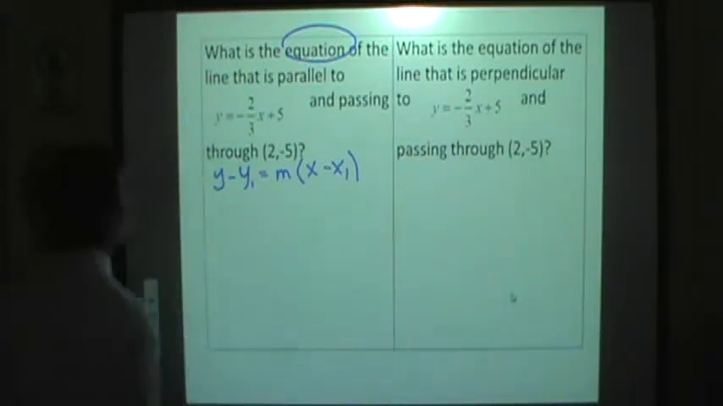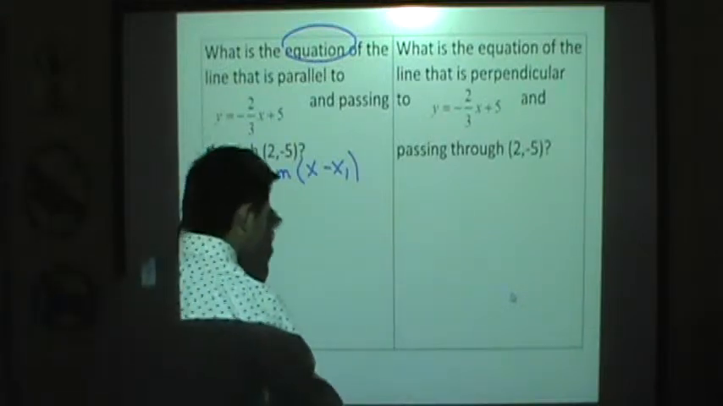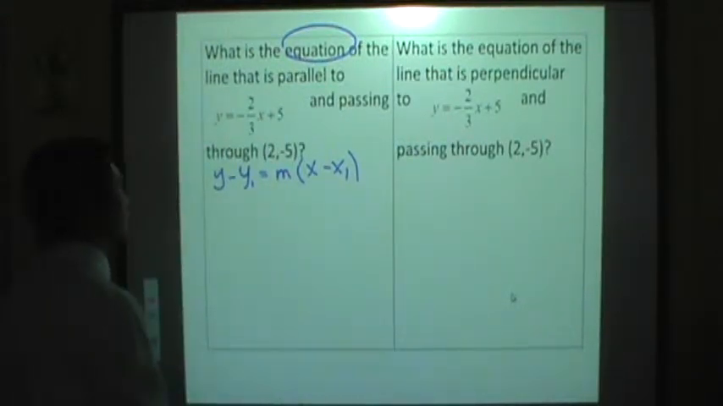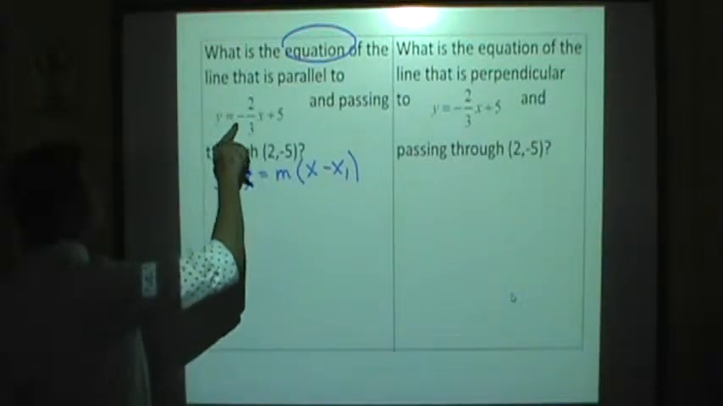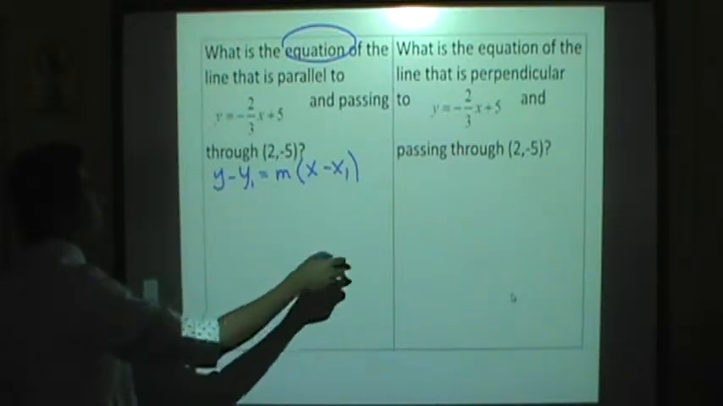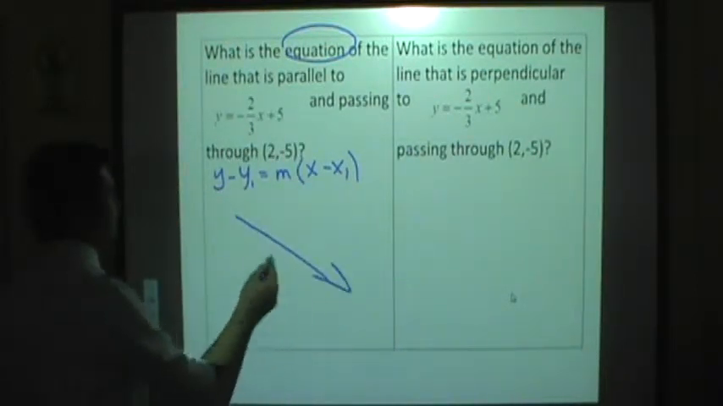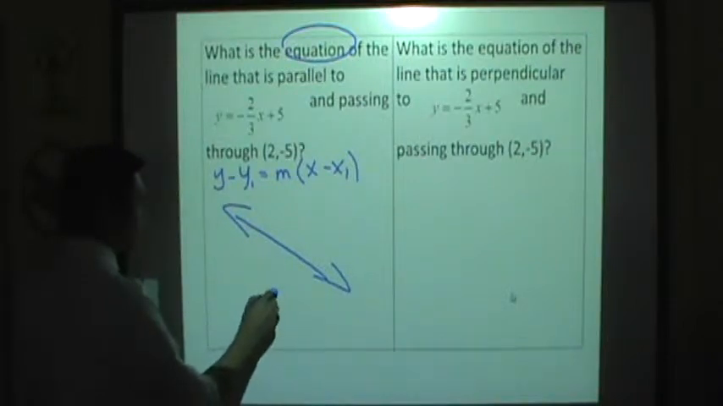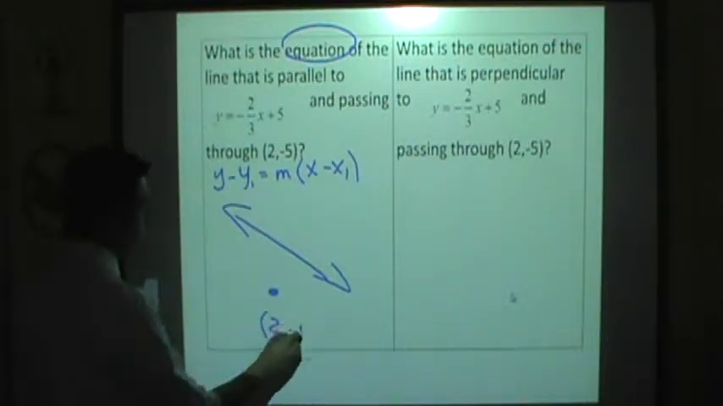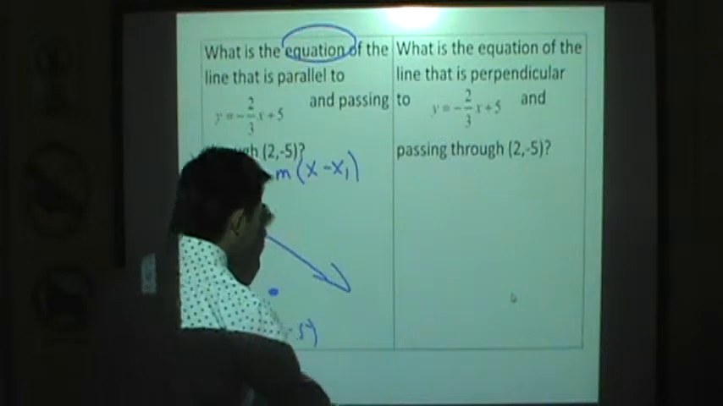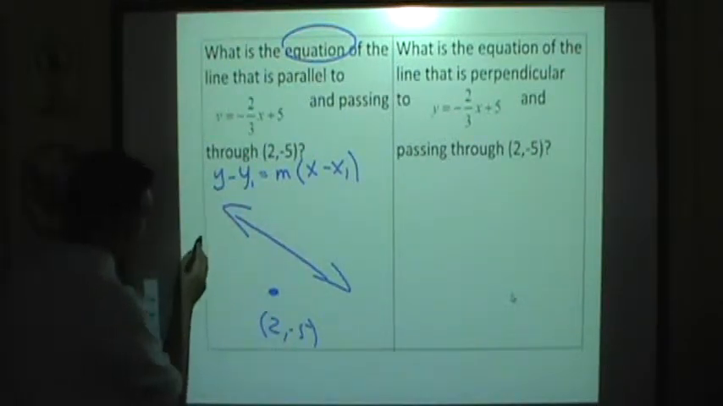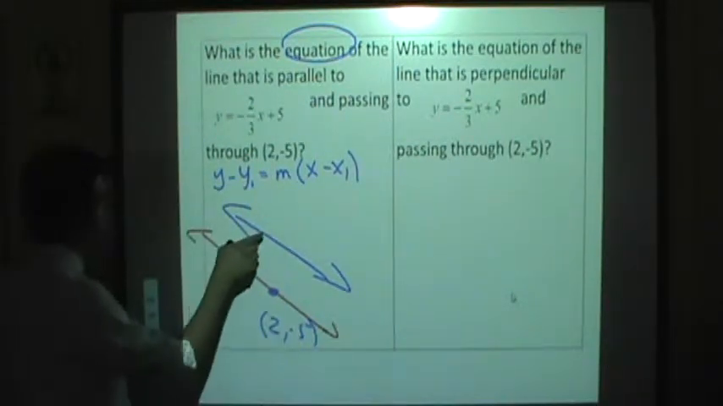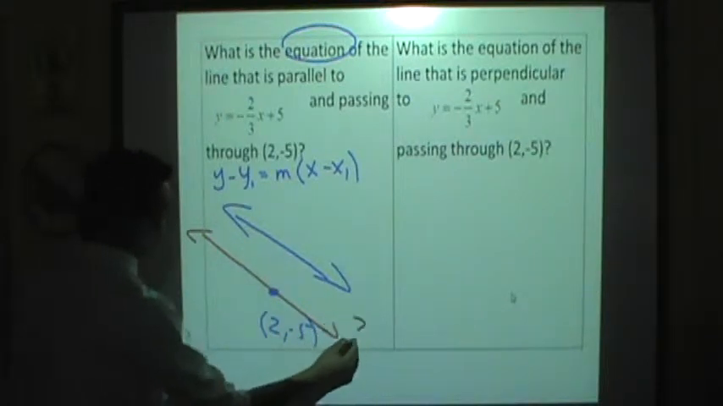Here we go. Now here, we're talking about a line. Basically, if you use your graph, if you use your calculator and type in y equals -2/3 x plus 5, you're going to have a graph like this. But there's another point that is (2, -5). Now, the question here is, what would be the equation of that line if they are parallel? What do you think is the equation of this line?